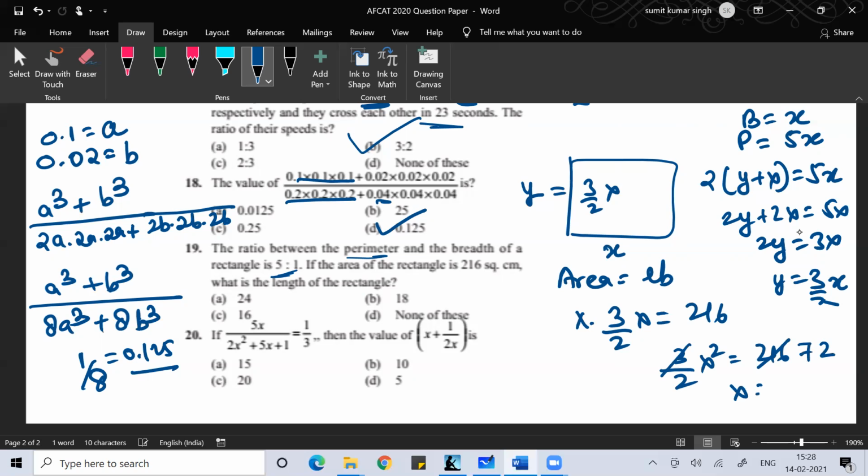So the value of x will be equal to 12. Okay, so the value of length will be 3 by 2 of 12, which means 18. So the length is 18. 3 by 2, 6 3s are 18.